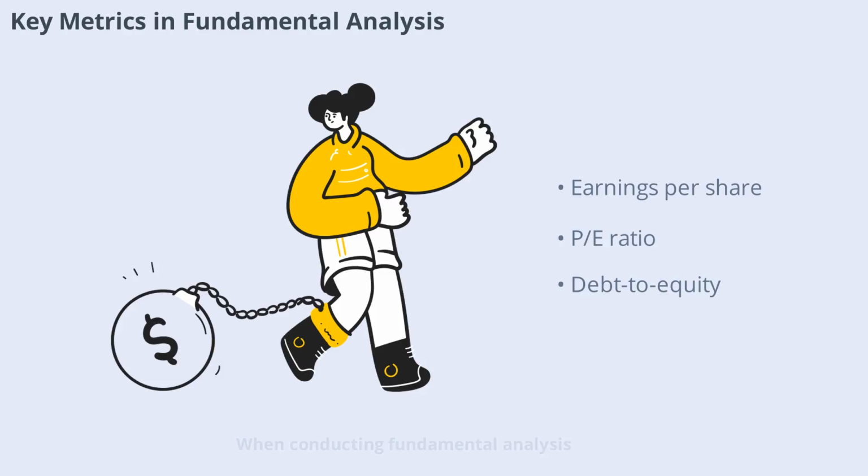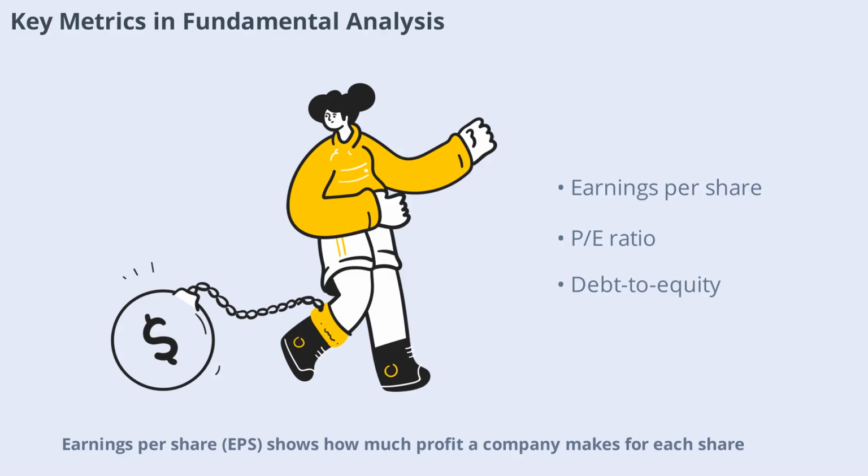In conducting fundamental analysis, investors pay close attention to several key metrics. Earnings per share (EPS) shows how much profit a company makes for each share. The price-to-earnings (PE) ratio compares a company's share price to its earnings, helping investors judge if a stock is over or undervalued. Other important figures include revenue growth, debt-to-equity ratio, and return on equity (ROE). These numbers provide a snapshot of a company's financial health and help investors make informed decisions.